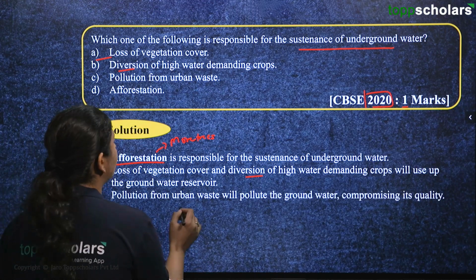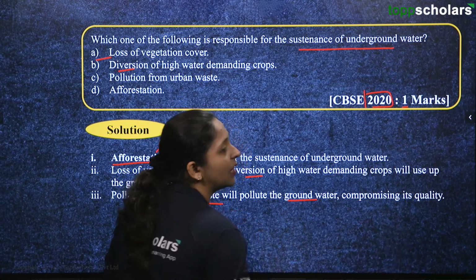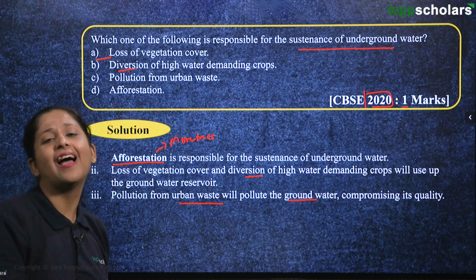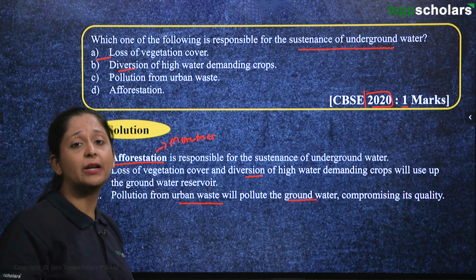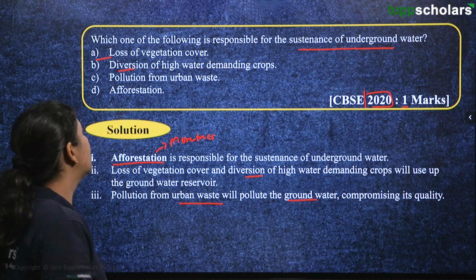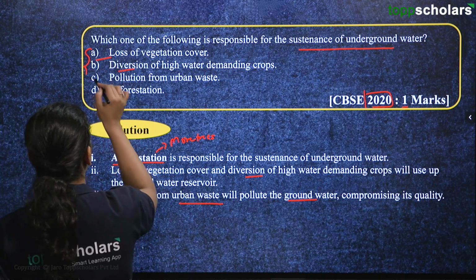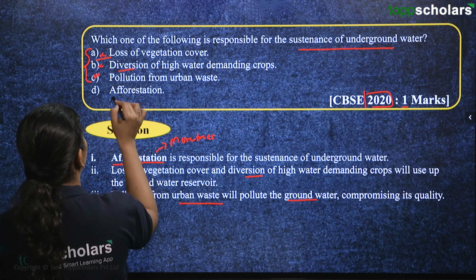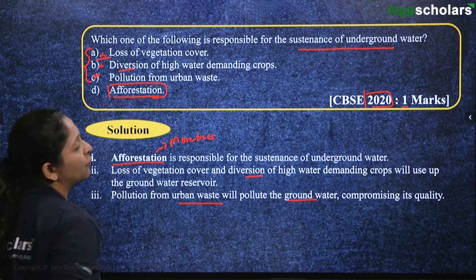And last, pollution from urban waste will pollute the groundwater, compromising its quality. You will not have groundwater for use even if it is present, because you have polluted it. So the other options, that is A, B and C, are incorrect, and the correct answer will be option D, that is afforestation.